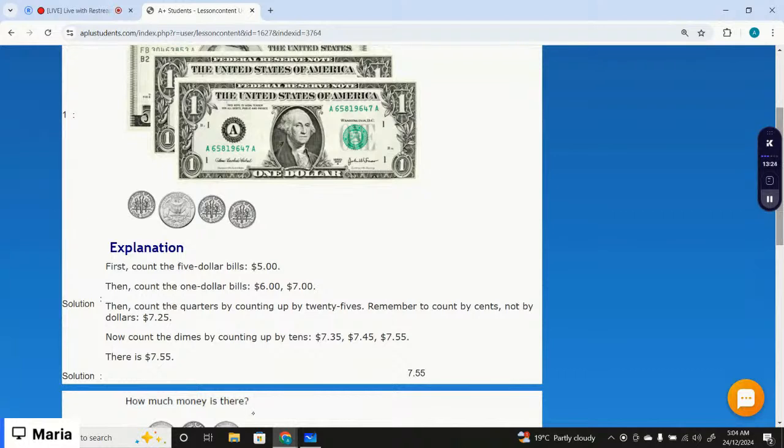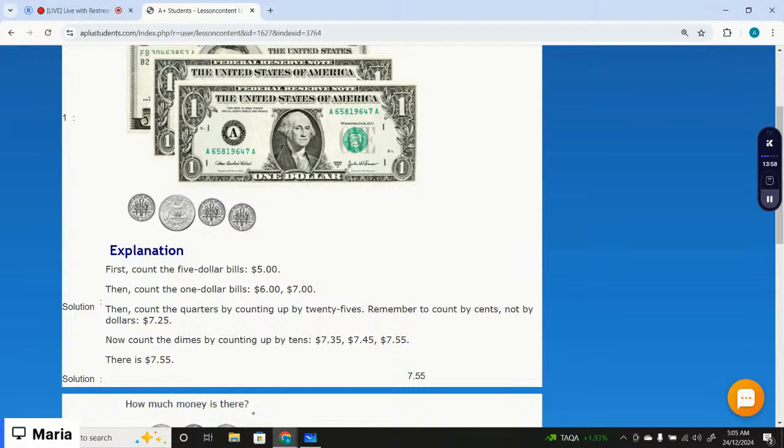Now look at the coins. This is the quarter, and the quarters count by 25s. And these are the dimes. So you can count the dimes by tens. You have three dimes. So that would be $7.55. The correct option is $7.55.